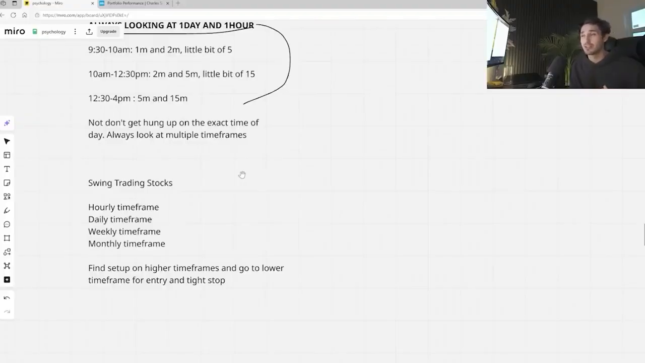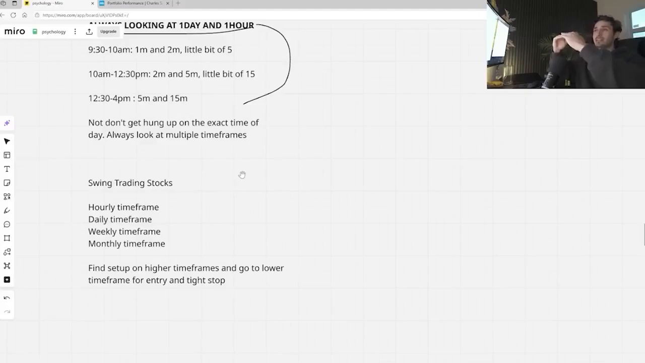A lot of times you don't really need to look at the monthly. It's mainly hourly, daily, weekly. If you find a setup off the weekly time frame, you want to go to the daily time frame to find a setup. If you find a setup on the daily time frame, you want to go to the hourly time frame to find a setup, right?